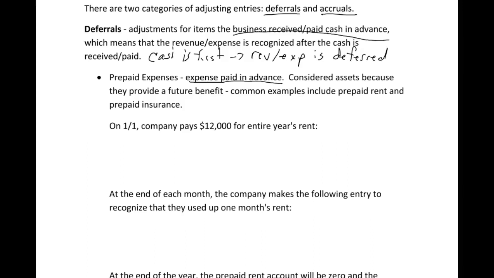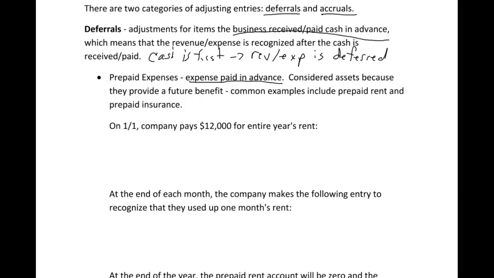Prepaid expenses just means it's something we paid in advance, and then what we're going to do is expense it as we use it up. So once again, remember, we're going to pay for it first. The cash comes first, and then we are going to defer the expense in this case to the end of the period. Common examples are prepaid rent, prepaid insurance, things like that.